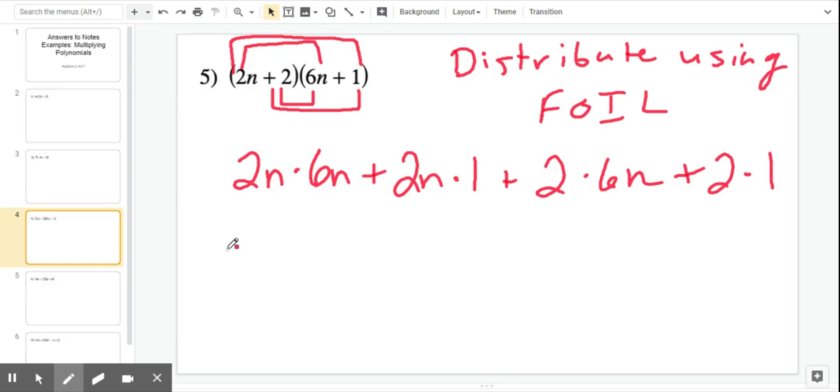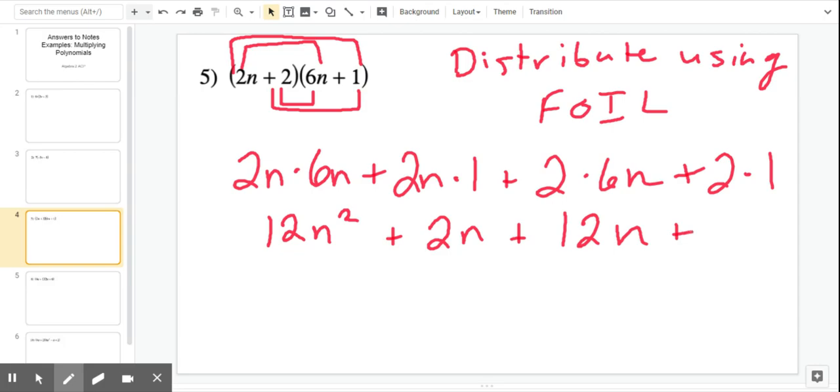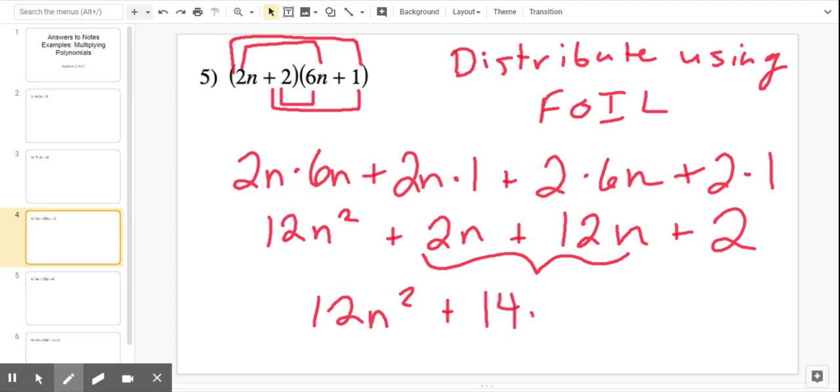Okay, and then we just simplify. So 2n times 6n is 12n squared. 2n times 1 is just 2n. And then we have 2 times 6n, which is 12n. And then 2 times 1 is just 2. And then we need to combine like terms. So the only like terms we have here are these two middle terms because they both have n to the first power. So then we have 12n squared plus 2n plus 12n. It's 14n plus 2.